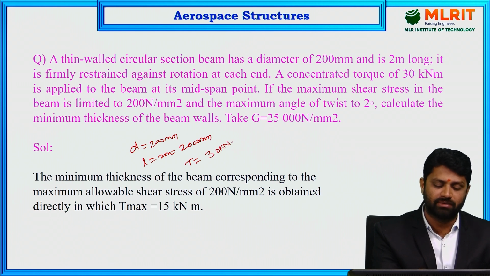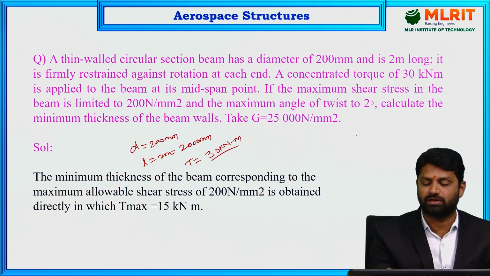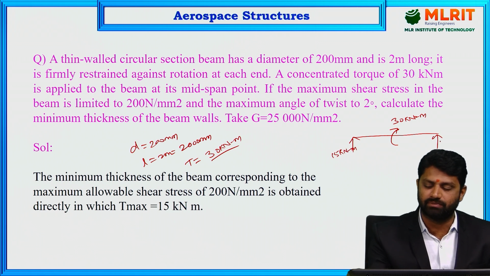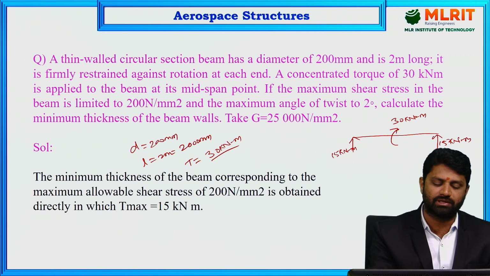So this is very important to understand: if you consider a shaft and a concentrated torque of 30 kilonewton meter is applied at the mid-span, then if you try to find the reactions for this, you are going to get the torque. Here you can consider the maximum torque applied at the ends will be 15 kilonewton meter each, 15 kilonewton meter and 15 kilonewton meter.